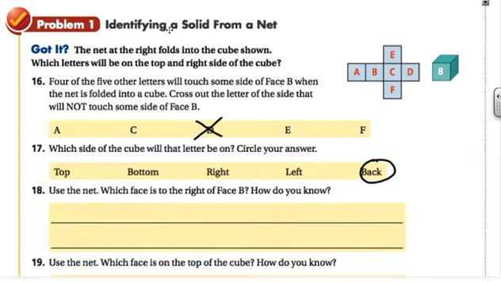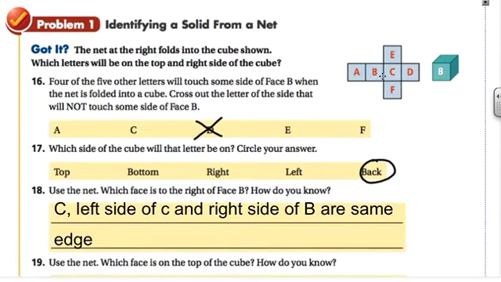And then it says use the net. Which face is to the right of face B, and how do you know? Well, to the right of face B is face C, and we know that because the right side of B and the left side of C are the same edge.